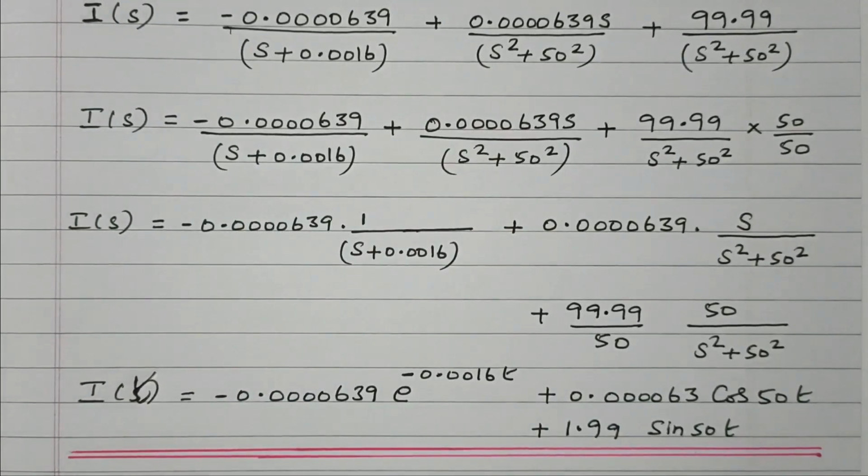So in this video we discussed the RC circuit excited by the sinusoidal waveform. Finally we got the transient current of the given circuit.